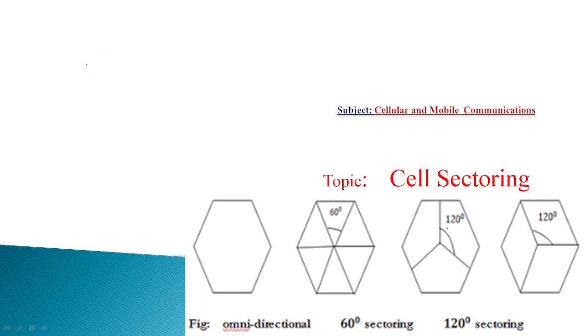Cell sectoring is generally used to increase the coverage area for mobile communications. Generally, we know that the frequency range for mobile communication is above 800 megahertz. These signals are used to transmit and receive the signals. So this is for mobile communication.